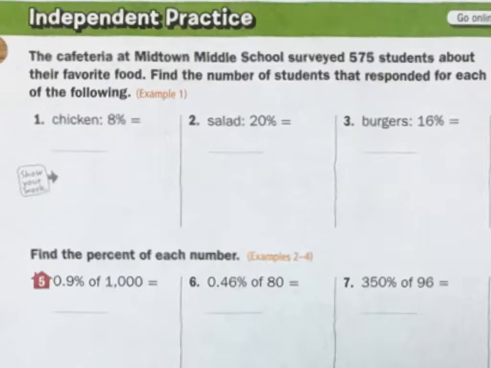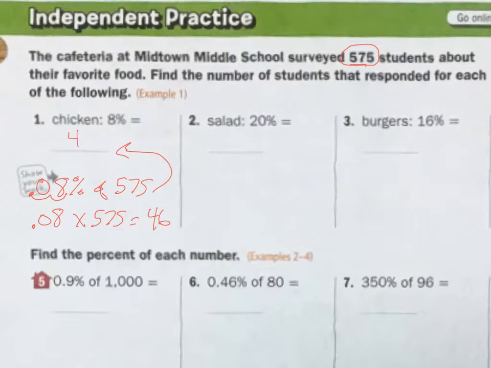The cafeteria at Middleton Middle School surveyed 575 students about their favorite food. Find the number of students that responded for each of the following. So it says 8% of 575 said chicken was their favorite. So I'm going to make this into a decimal. 1, 2, so 0.08 times 575. And when you do that on your calculator, you're going to get 46. So 46 students, which is 8%, liked chicken.